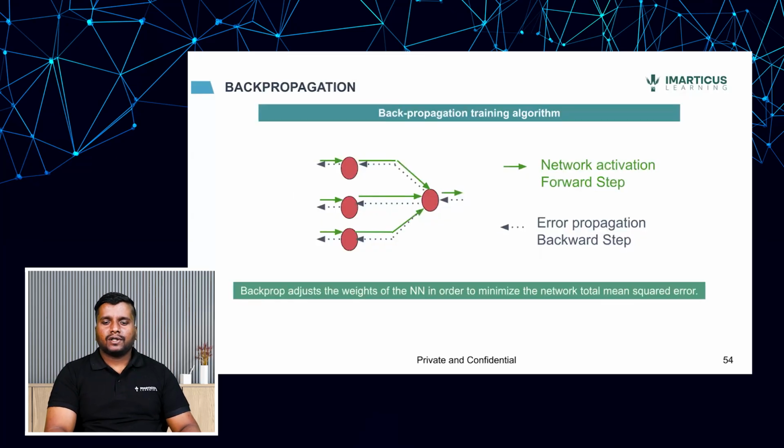Back propagation has two parts: network activation, which is the feed forward part, and the second part, error propagation, or the backward step. In both parts we are propagating the data. Back propagation adjusts the weights of a neural network in order to minimize the total mean squared error. The objective of back propagation is to reduce the error, usually the mean squared error, and that is done with the help of the partial derivative with respect to the weights that we are going to update at each level.